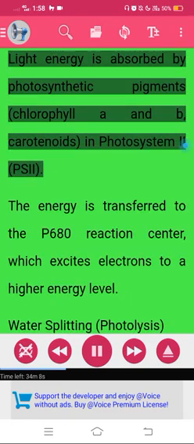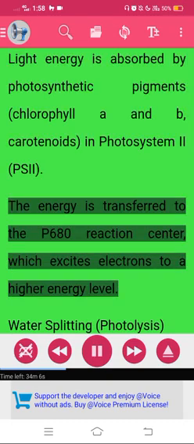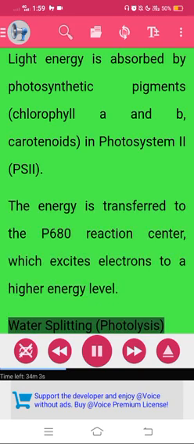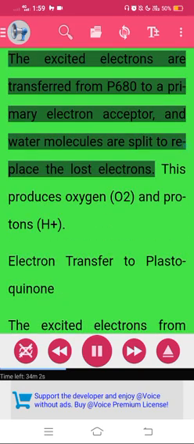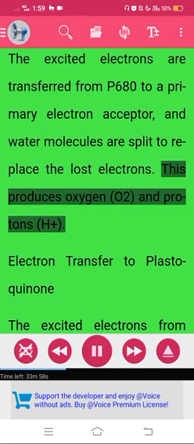Absorption of light energy. Light energy is absorbed by photosynthetic pigments, chlorophyll a and b, and carotenoids in photosystem 2. The energy is transferred to the P680 reaction center, which excites electrons to a higher energy level. Water splitting, photolysis. The excited electrons are transferred from P680 to a primary electron acceptor, and water molecules are split to replace the lost electrons. This produces oxygen, O2, and protons, H+.